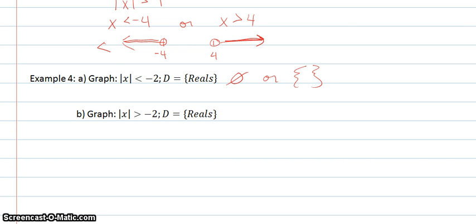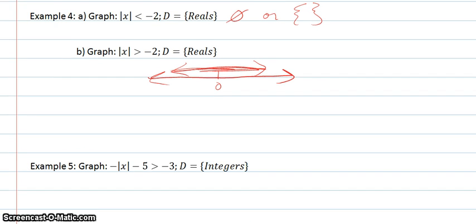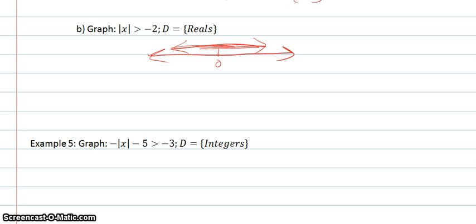And then on the other example, we have the absolute value of x is greater than negative 2. Well, in absolute value, it will always be greater than a negative 2. So on this one, they would be all real numbers. We include all numbers, both negative infinity to positive infinity. So all the numbers would be shaded.